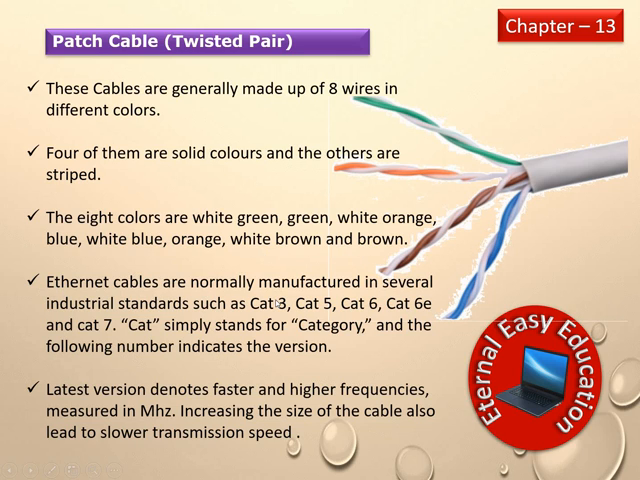So the Ethernet cables are normally manufactured in several industrial standards such as Cat3, that means category 3, 5, 6 and 6E and 7. Cat simply stands for category and the following number indicates the version. Latest version denotes faster and higher frequencies measured in megahertz. That means the transfer of data through this cable is measured in higher frequencies in megahertz. Increasing the size of the cable also lead to slower transmission speed.